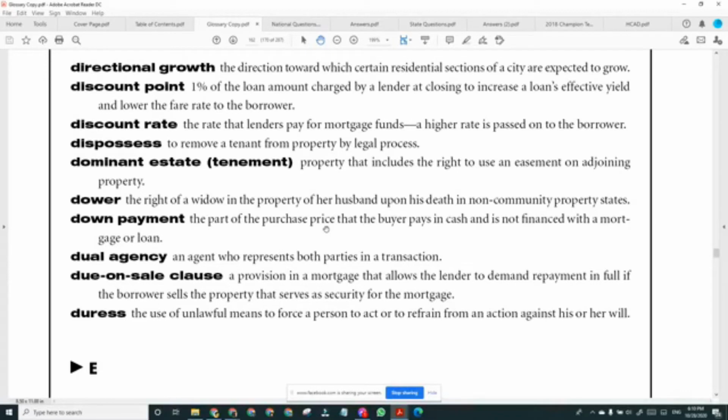So that's her dower. And she can take that with her if she gets married again, remarries. Down payment, the part of the purchase price that the buyer pays in cash and is not financed with a mortgage or loan. So if a person is getting an FHA loan, the down payment requirement is 3.5%. Therefore, if the home is $1 million, they're going to pay 3.5% of that $1 million as their down payment. So a smaller number, let's say it's 100,000, so it'll be 3,500. That's the down payment.